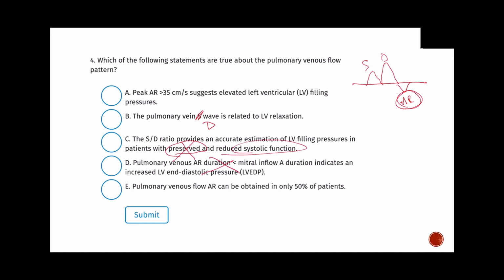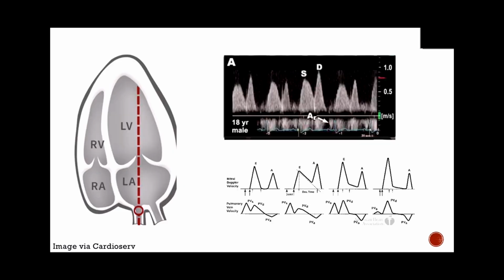If your AR duration is greater than your inflow, if your AR is greater than your A wave, that will be consistent with increased LV EDP. Pulmonary venous flow AR can be obtained in 50% of patients. 70 to 80, right? So we said 60, so 60 to 80, depending on the literature you look at, and that's in the lab itself. So not really relatable to us at the bedside.